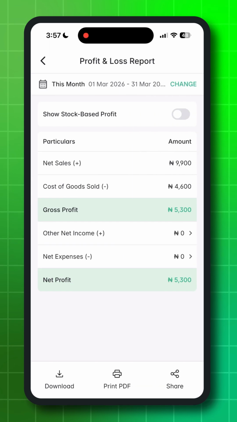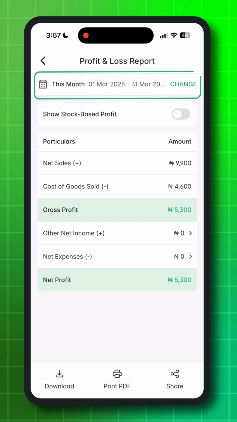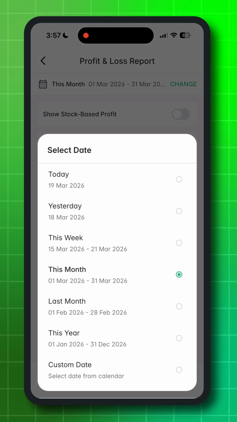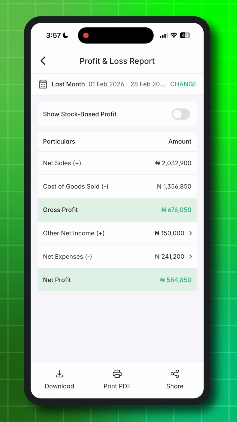When the report opens, you will see the Show Stock-Based Profit option. It is turned off by default. This means the system calculates profit using the standard method based mainly on sales and expenses. At the top of the screen, you will see the report period, for example, this month. You can change the dates if you want to see the report for a different period. Now let's understand each section one by one.